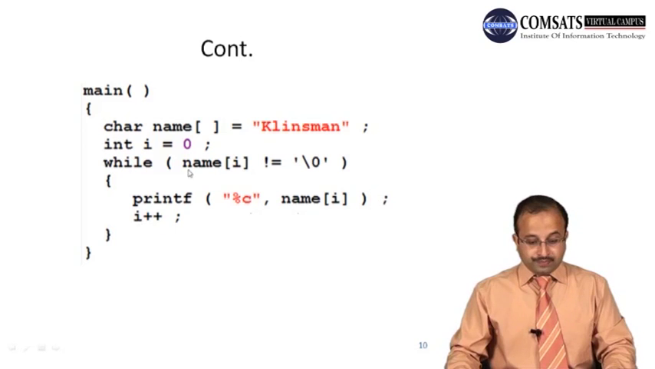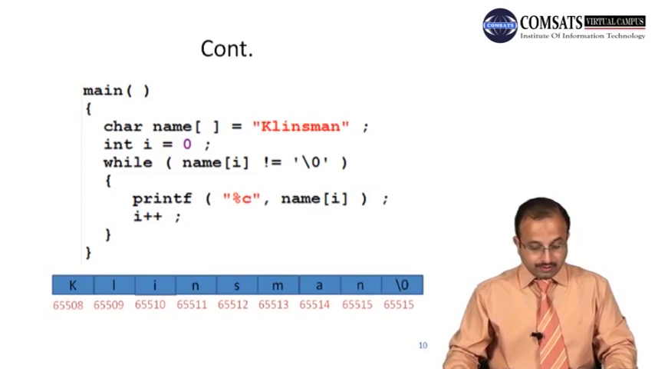Now in the while loop, it checks name of 2 is not equal to null. So name of 2 is I, which is not equal to null, the condition is true, so it prints I and I++. So after some time the value of I becomes 8, going 0, 1, 2, 3, 4, 5, 6, 7, 8. When it checks name of 8 not equal to null, in name of 8 you have a null character, and null is not equal to null, so the condition is false, and it comes outside the loop, right?